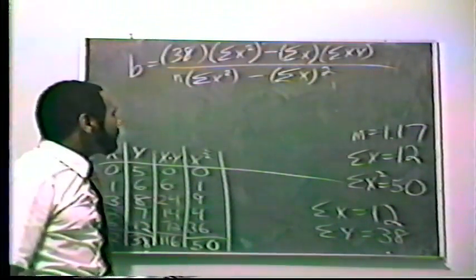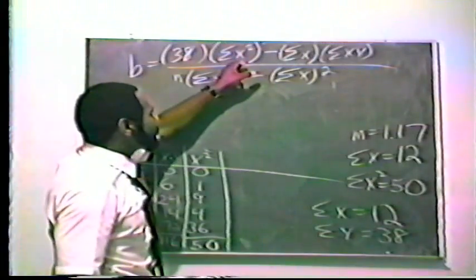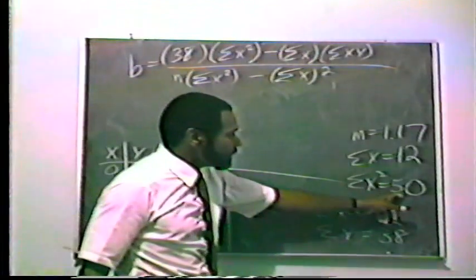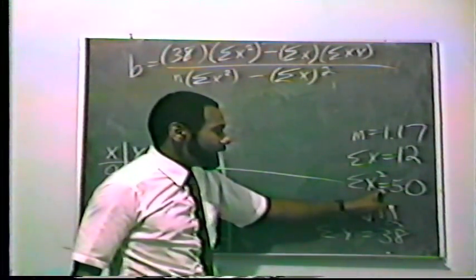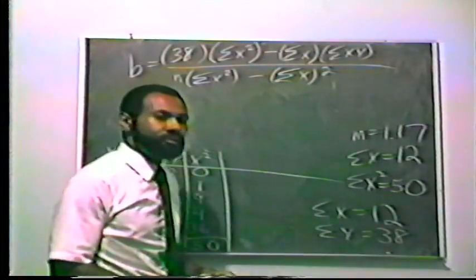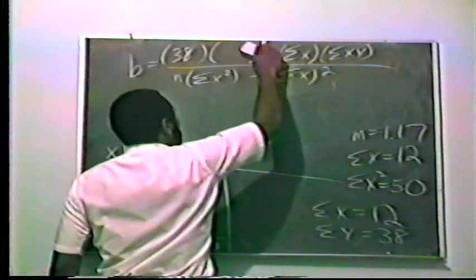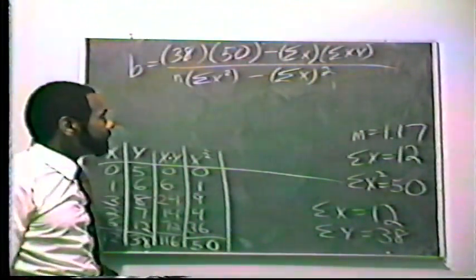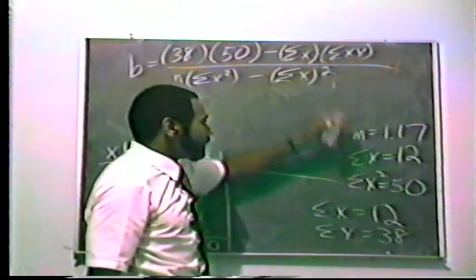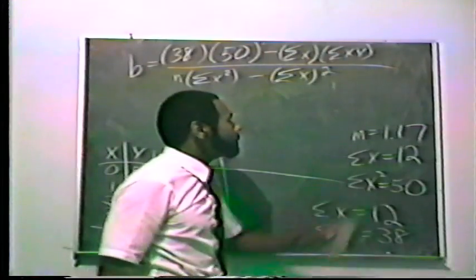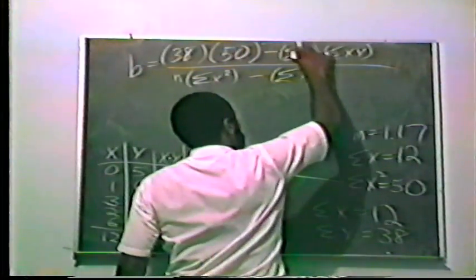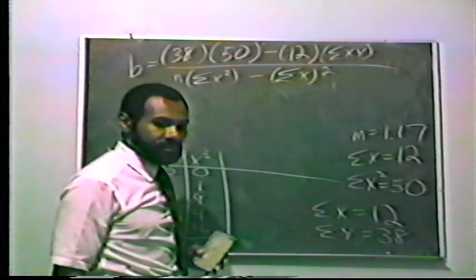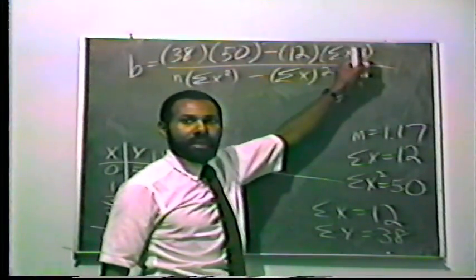Next we have the summation of x squared. Once again, we've already found that. All we have to do is look over here. We have the summation of x squared. We found out that that was equal to 50. So all we have to do is just substitute the 50 in there for the summation of x squared. Next we have the summation of x. We already have that. We found that the summation of x was equal to 12. We can substitute the 12 in the formula for the summation of x. Next we have the summation of x times y.